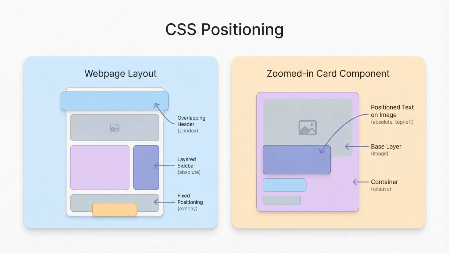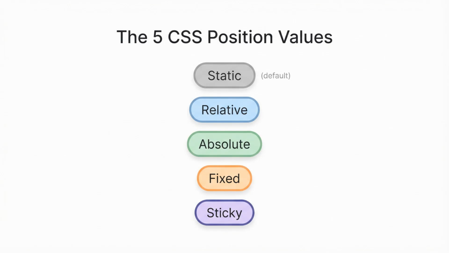Now let's move into one of the most important layout concepts in CSS, positioning. Positioning allows you to precisely define where an element should appear on the page. Think of it like placing a label on top of a photograph. You're telling the browser exactly where that label should sit, relative to something else. There are 5 position values in CSS: static, relative, absolute, fixed, and sticky.